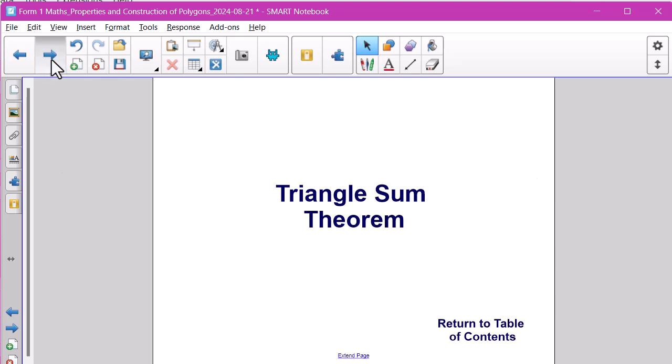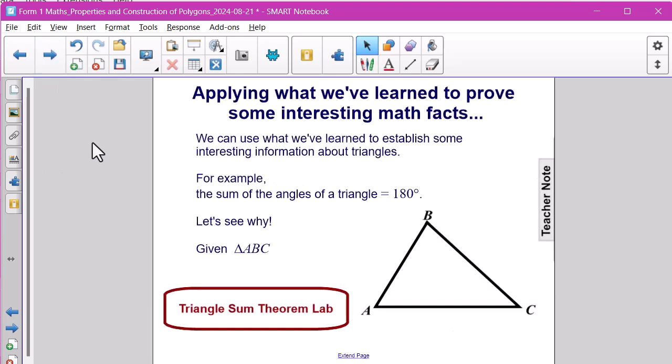Triangle sum theorem. We can use what we've learned to establish some interesting facts about triangles. For example, the sum of the angles of a triangle is 180 degrees. Let's actually see why. We are given triangle ABC.